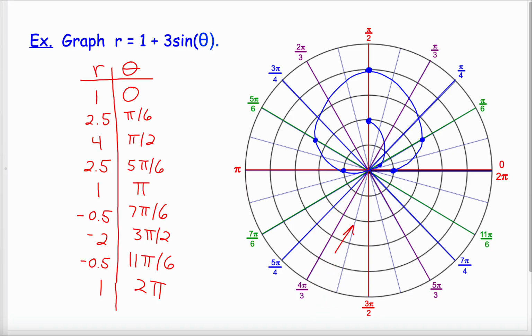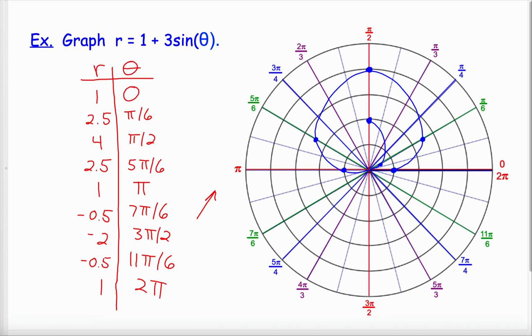At whatever this angle is, I'm getting a bigger negative value. At 3 pi over 2, I'm getting the biggest negative r value. And then after 3 pi over 2, my r values are still negative, but getting less negative and eventually back to 0, somewhere between 11 pi over 6 and 2 pi.